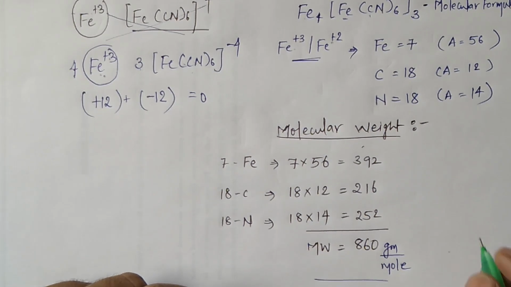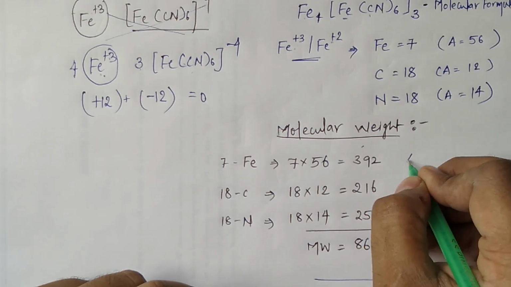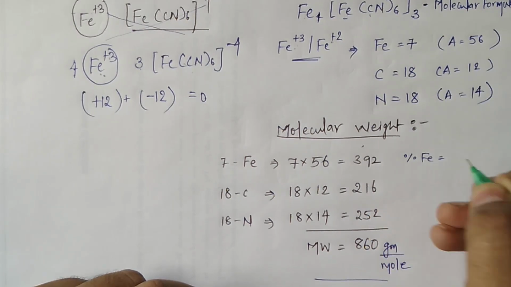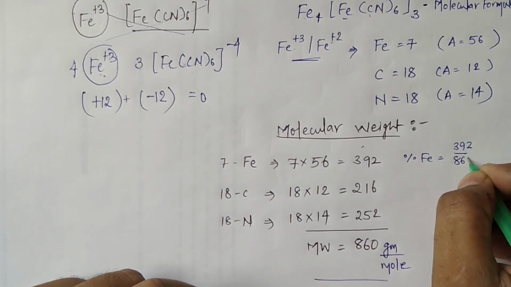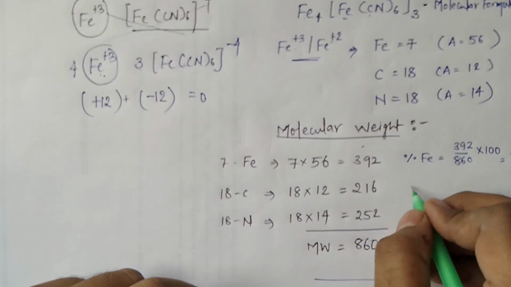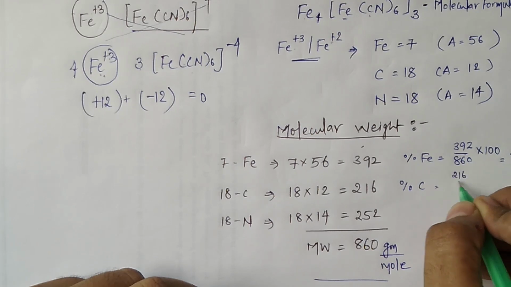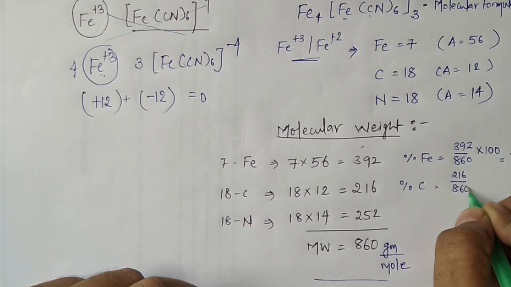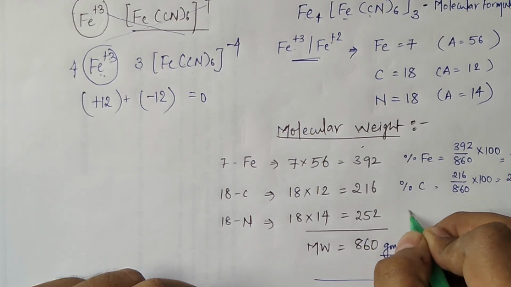Okay, now we will calculate the percentage contribution. What will be the percentage contribution of Fe? That will be equal to what? Very simple, 392 divided by 860 into 100. So that will come out around 45.57%. Similarly, percentage of carbon will be equal to 216 divided by 860 into 100, and that will come out to be somewhere around 25.11.